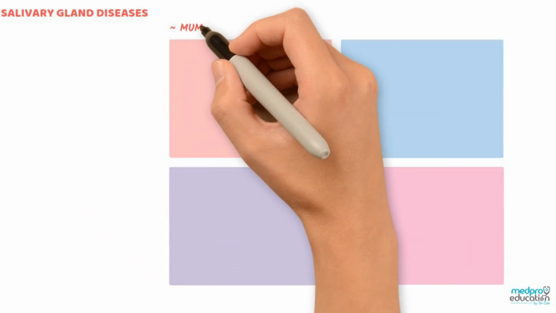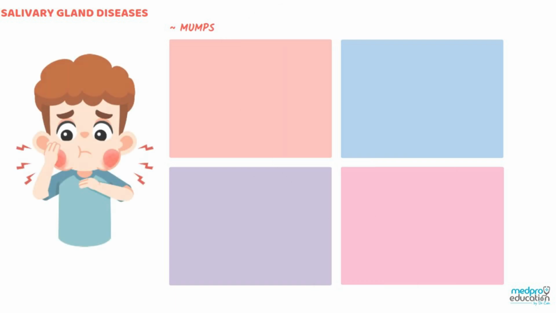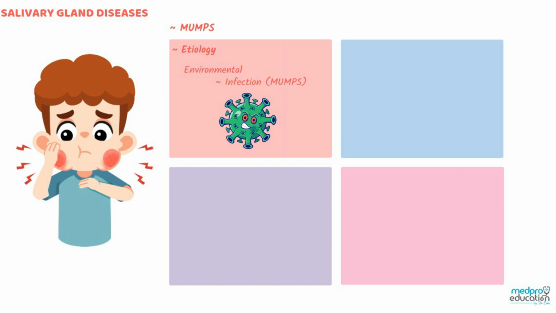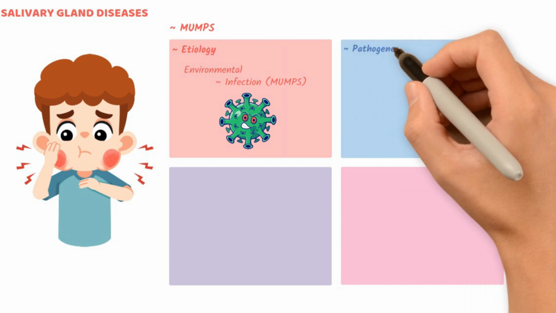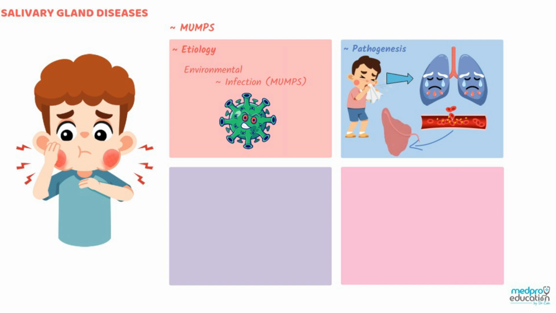Mumps, a classic viral sialadenitis, commonly affects children between the ages of 2 to 12 who haven't received the mumps vaccine. Etiology: an environmental infectious agent, the mumps virus. Pathogenesis: the virus is transmitted via droplets, replicates in the respiratory epithelium, and spreads hematogenously through the blood to infect the parotid glands and other organs.